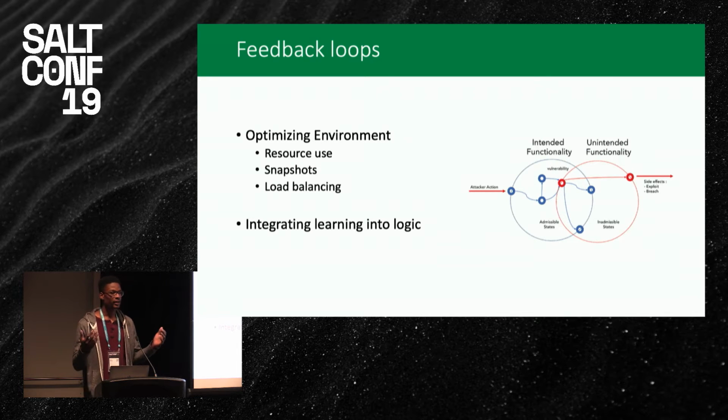And so then the last component is creating a feedback loop within your environment to be able to benefit both the IT and the security team. This deals with reducing or optimizing the resource use, making snapshots at optimal times and load balancing, but also reducing the amount of resources systems consume if they don't actually need it.